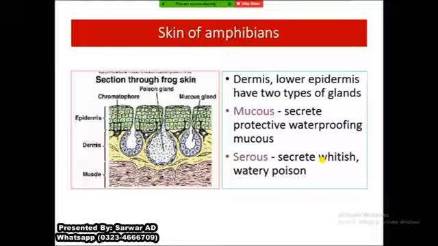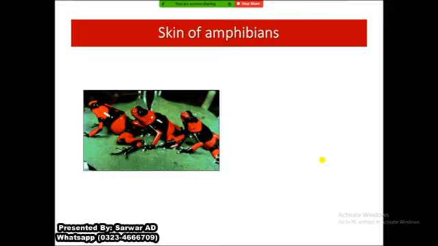Serous glands generally secrete poison. These are the poison glands which produce or secrete various types of poisons which are whitish or watery in nature, and their poison is very dangerous.